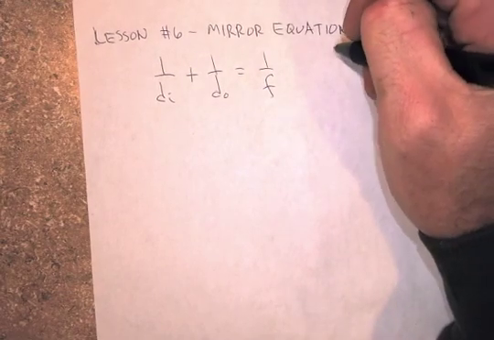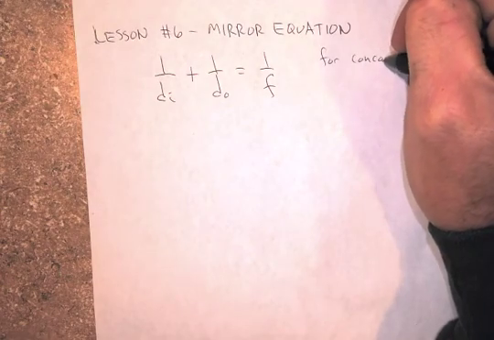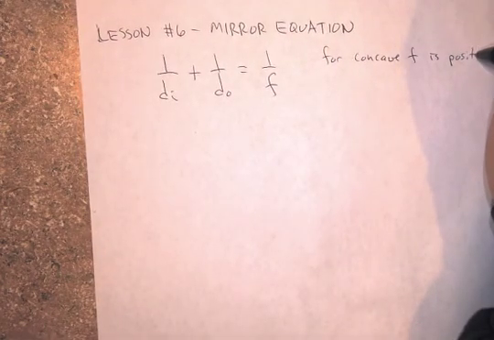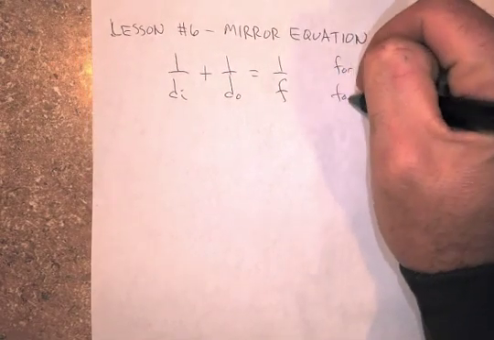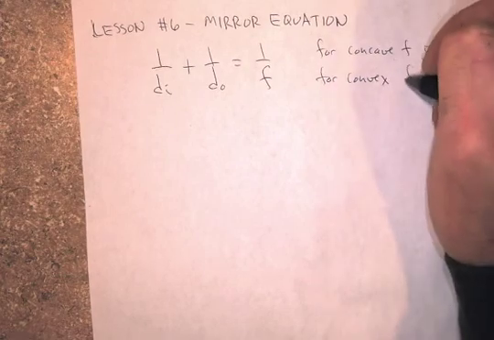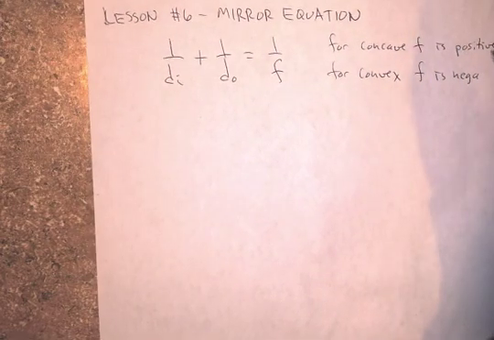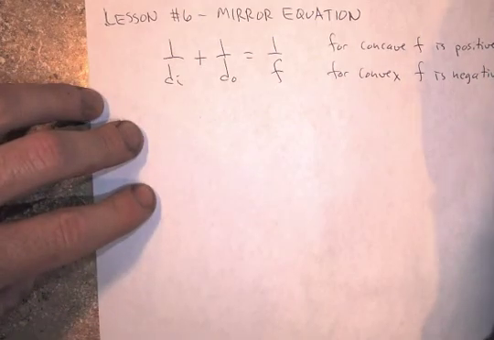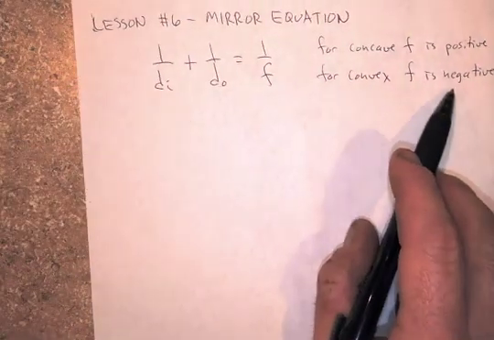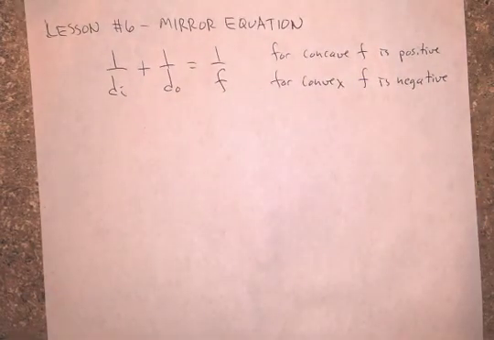Okay, only stipulation: for a concave, f is positive. For a convex, f is negative. Remember on those diagrams, f was behind the mirror on a convex, so when we put it in the equation, we've got to make sure we put it in as a negative number.